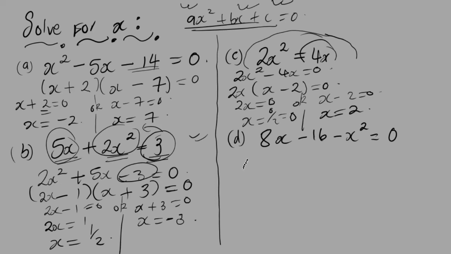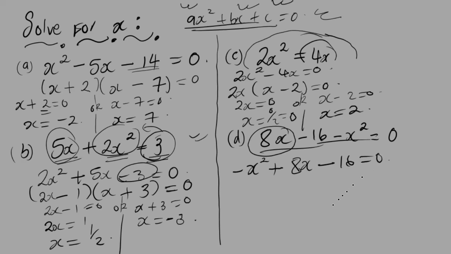And then here we have this one here. It's not arranged in the order that we want. We have 8x minus 16 minus x squared. So now what we are going to do here is organize it properly. So we are going to have x squared plus the next term is this one, right? If we use this format that we spoke about here, the next term will be 8x. The other term will be negative 16, and that is equals to 0.